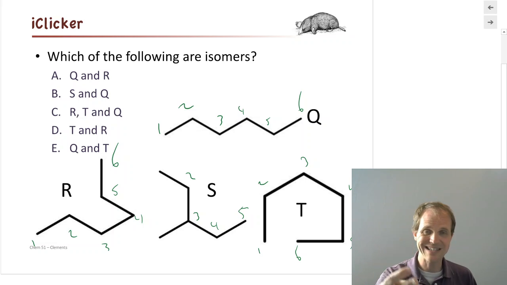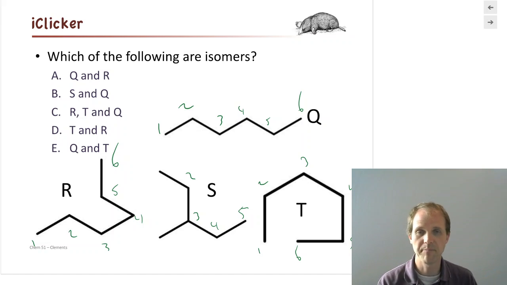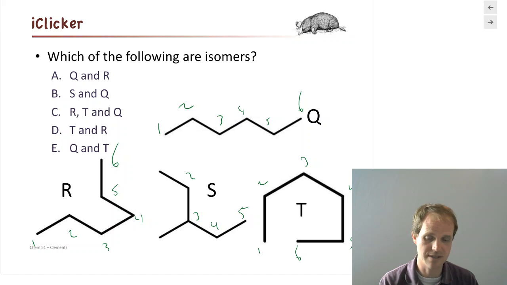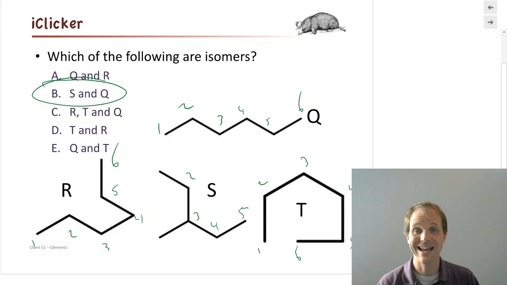So Q, R, and T are all conformers of each other. They're just a rotation of the same molecule, but I didn't actually change anything. I didn't break a bond and make a new bond. But S, the longest chain, is 5. In order to change the chain length, I had to break a bond, move it around somewhere else. In fact, I had to break 2 bonds. I had to break a carbon-hydrogen bond and swap that over as well. So S is definitely isomers of all of the other ones. So any answer that contains S must be our answer. And so that would be B here, is that S and Q are isomers.